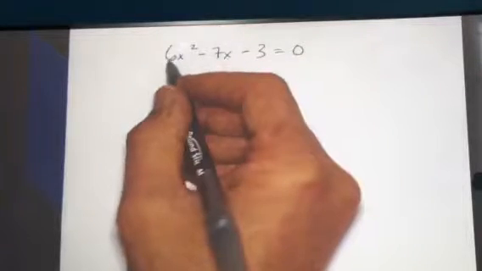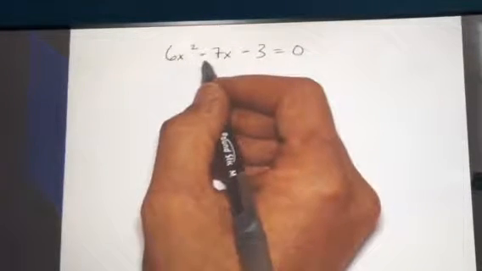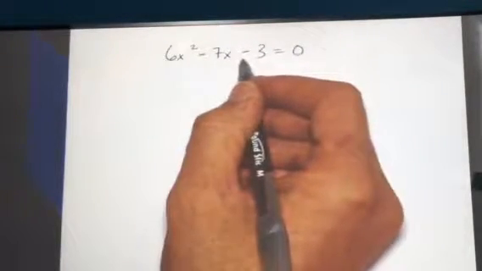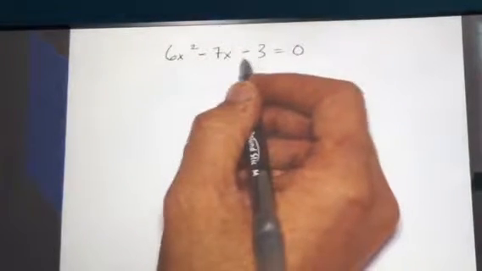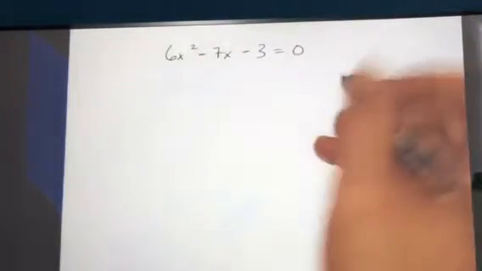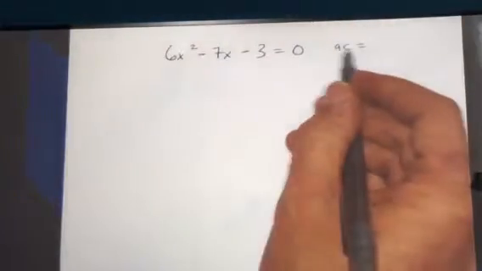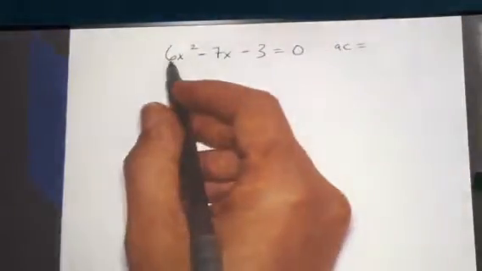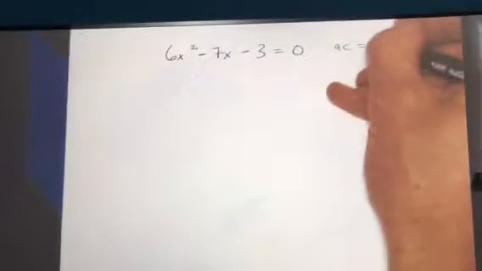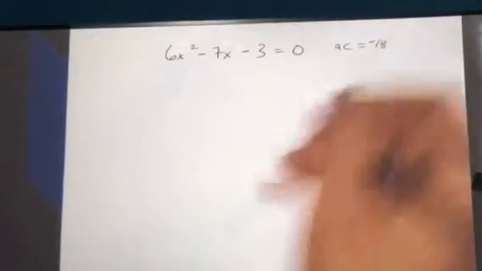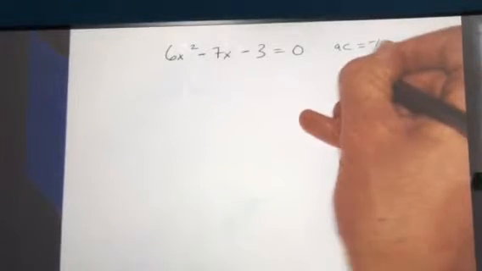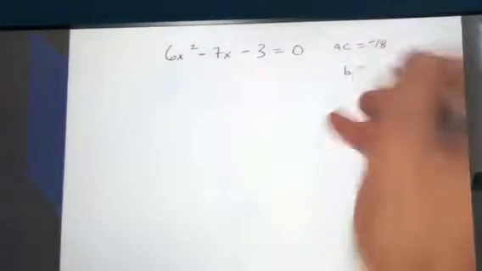So A equals 6, B equals -7, and C equals -3. You need to know that to be able to factor by grouping. And now you think about the master product, A times C equals 6 times -3, which is -18. And the sum, B, equals -7.